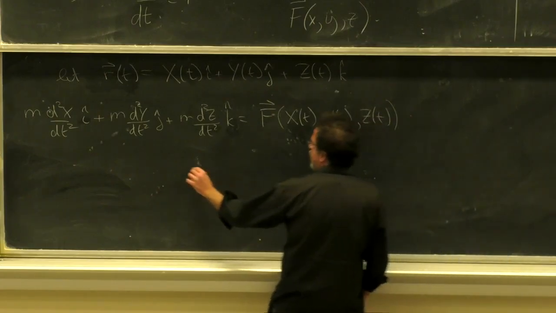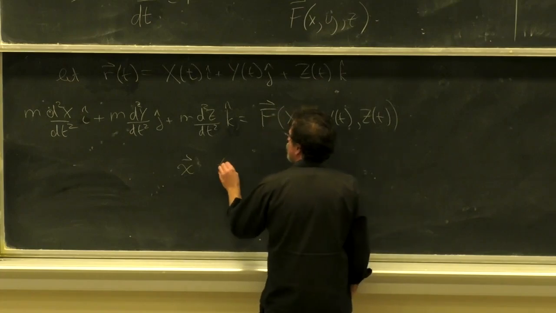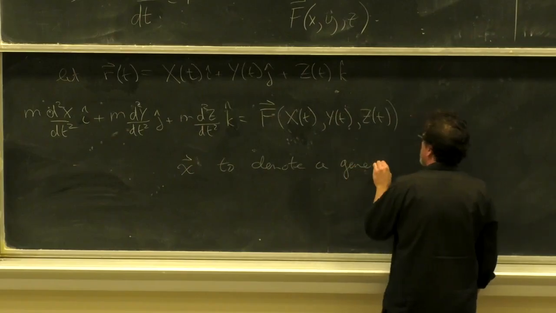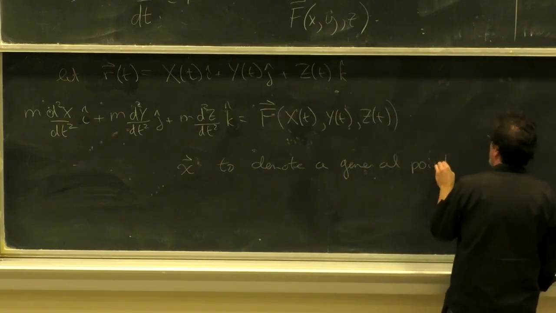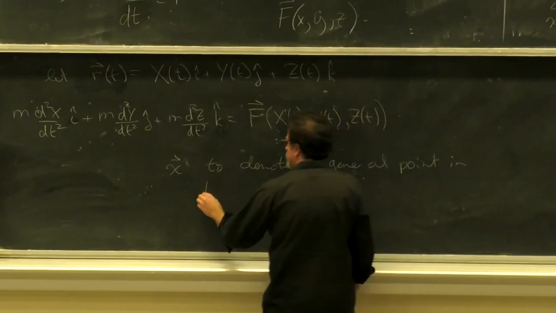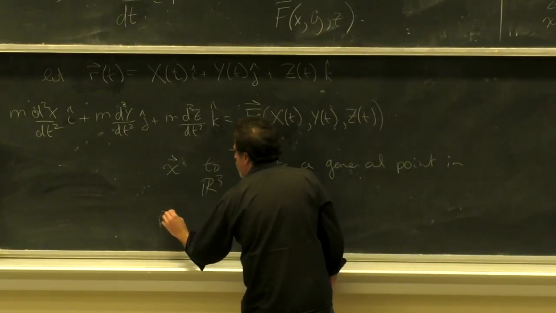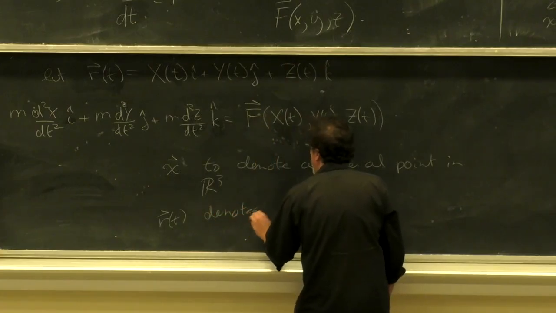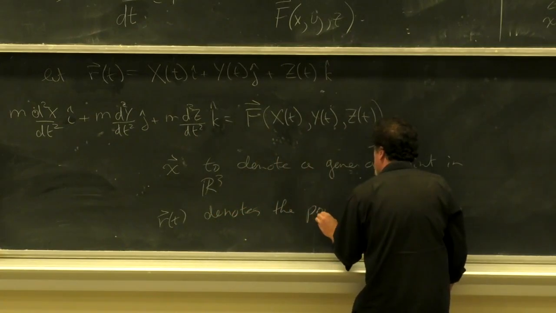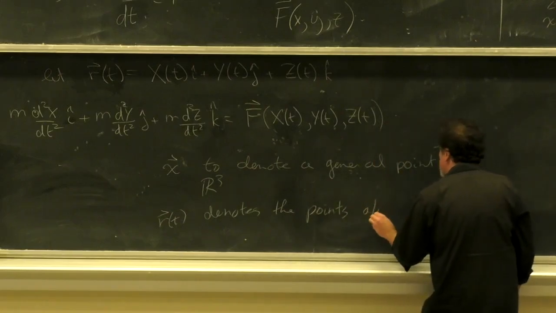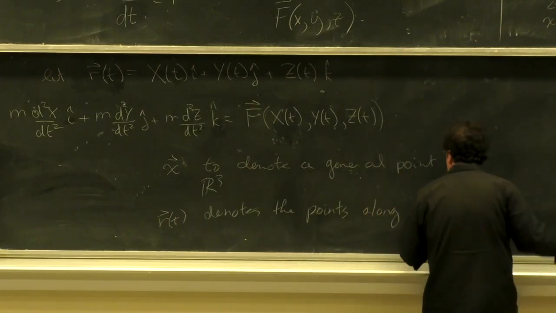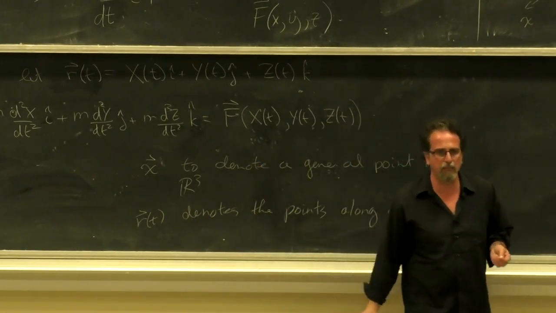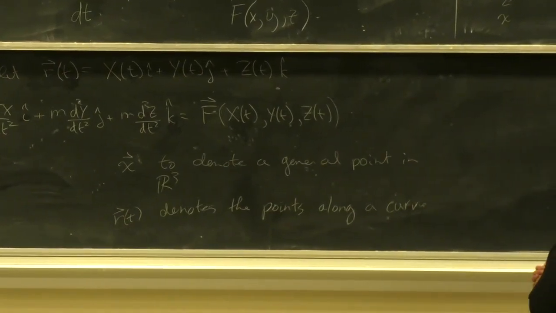Often I will use x vector, little x vector, to denote a general point in R3, whereas r vector, which is a function of t, denotes the points along a curve. Like the curve I've drawn up there. Okay? So x means any of the points. X vector means any of the points. R of t means the points that are on the curve.